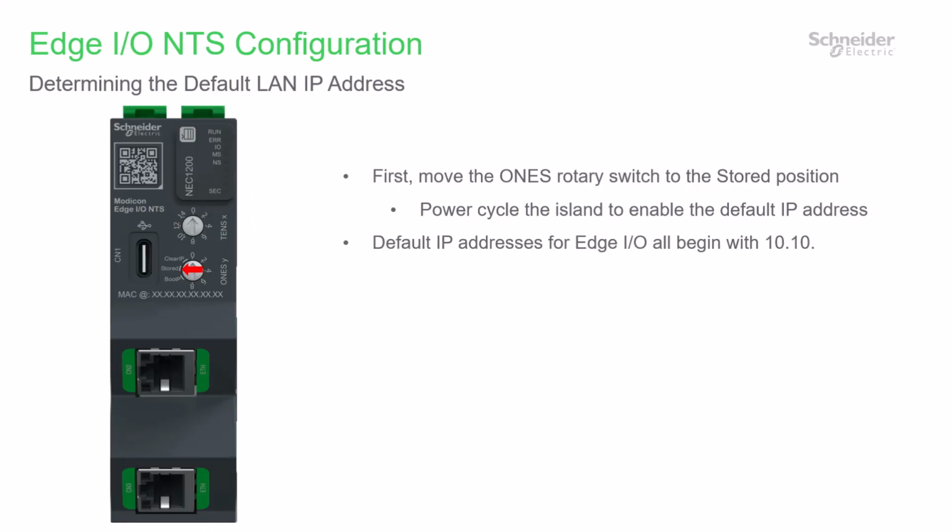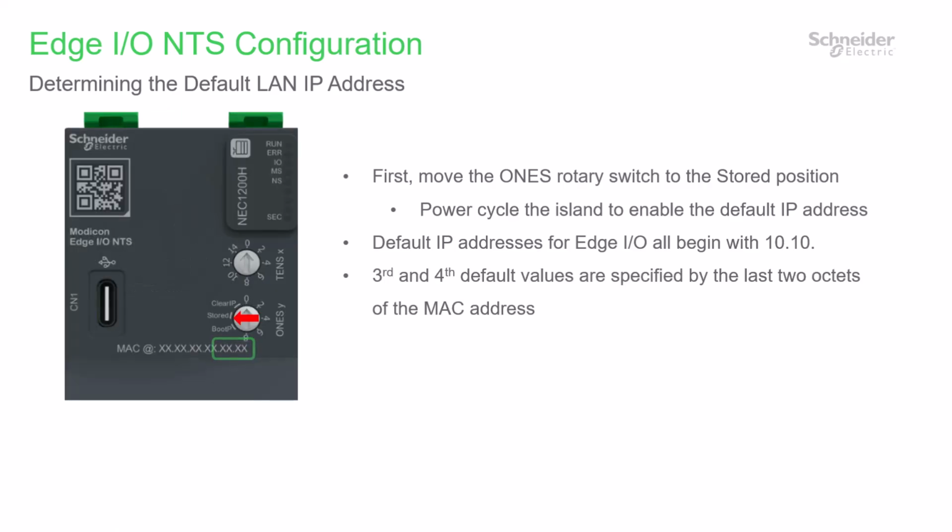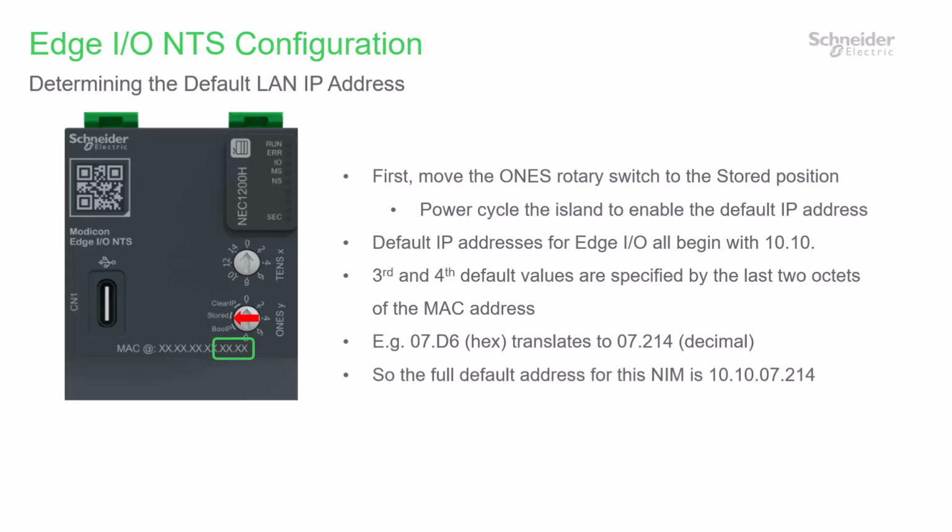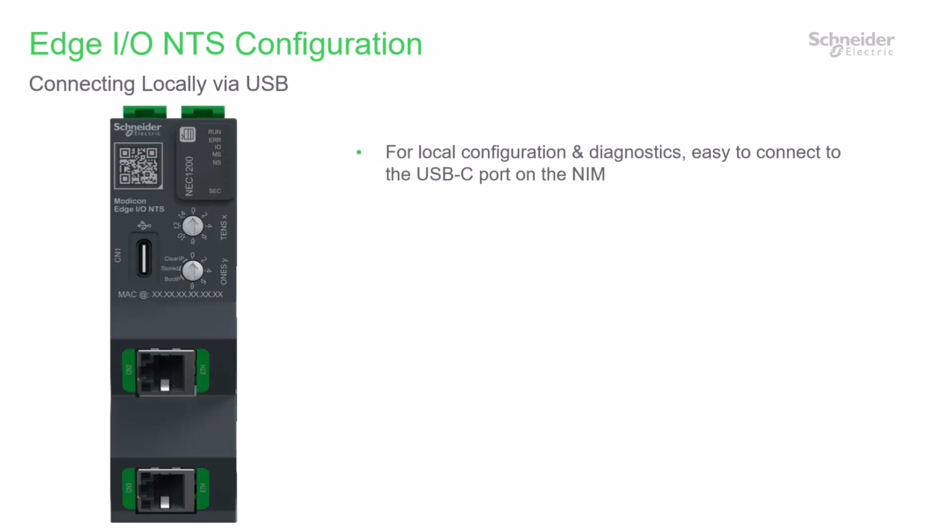A default IP address for Edge always starts with 10.10. So have a look at the last 2 octets of the MAC address, which is printed in gray text on the NIM's front panel. In my case, it's 07D6. Converting those hexadecimal numbers to decimal, we get 07 and 214. So that means the full default address of my NIM is 10.10.7.214.